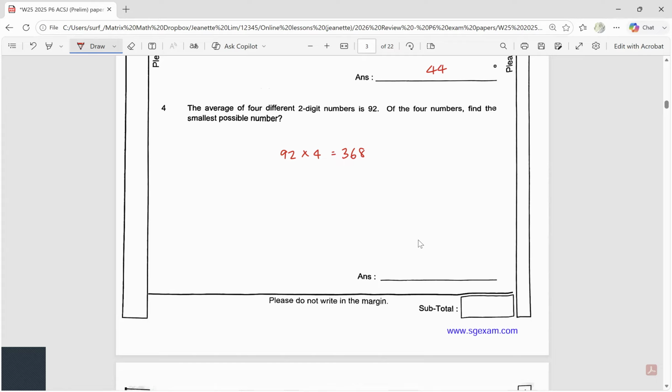So we have 368. Remember, the four numbers are all different. So if you want to find the smallest possible, you minus off the three biggest possible numbers. The three biggest possible numbers will be 99, 98, and 97. So 368 minus 99, 98, 97. Minus them off, you will get 74. So the smallest possible number is 74.